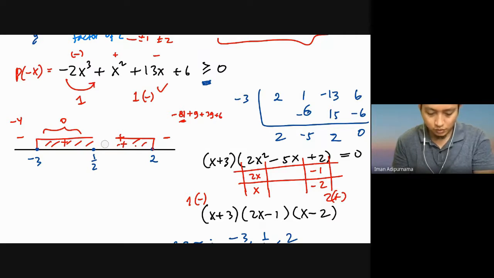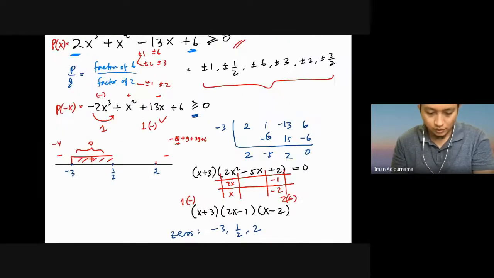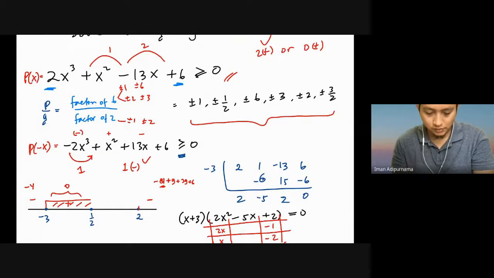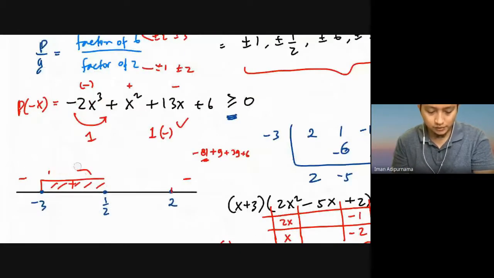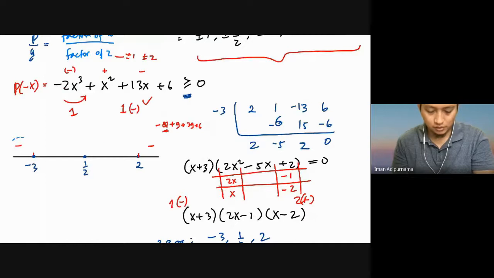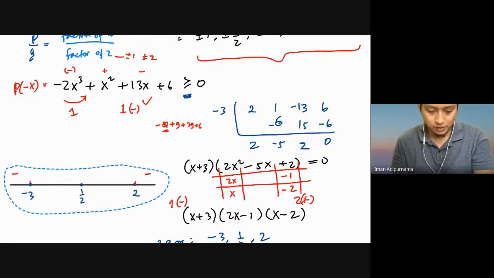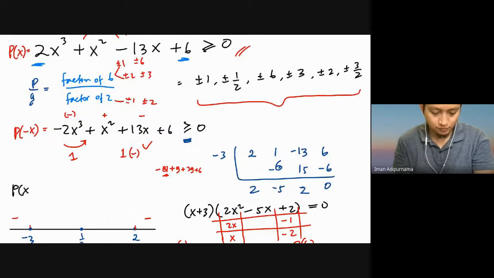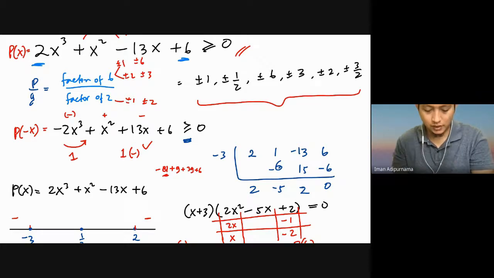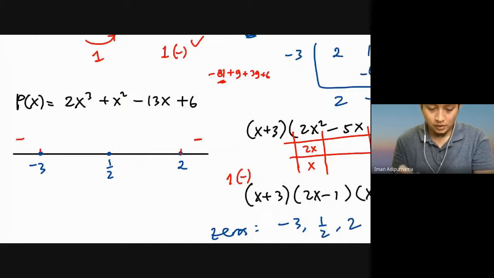Let me check one more time. Oh, wrong. This is the P negative, so we need to start over. Sorry. Let me write the whole equation one more time. This is the right equation. Sorry. Okay, one more time.